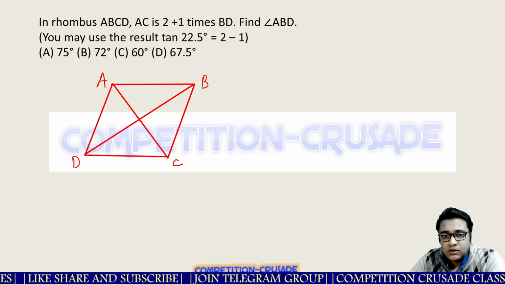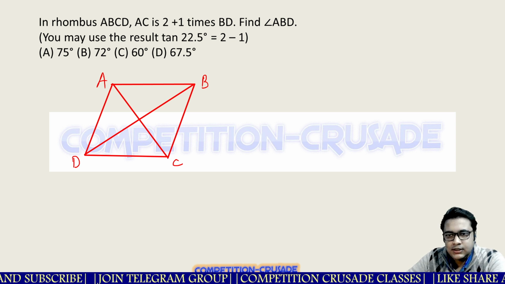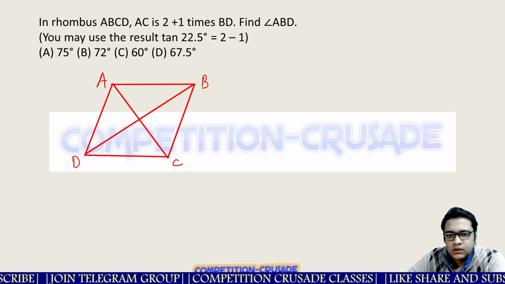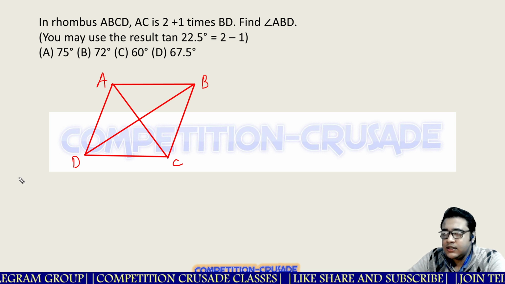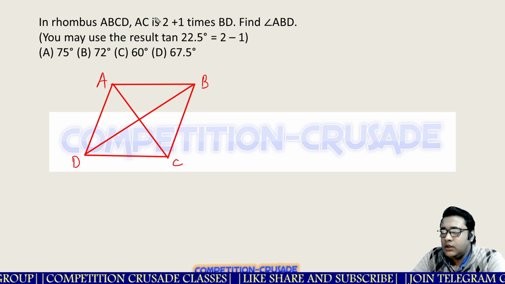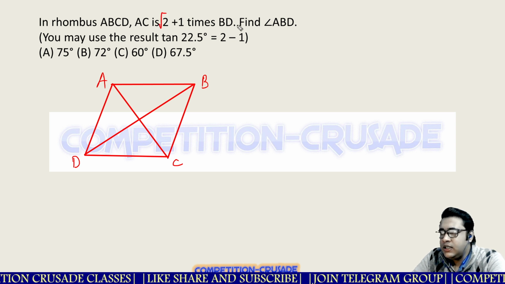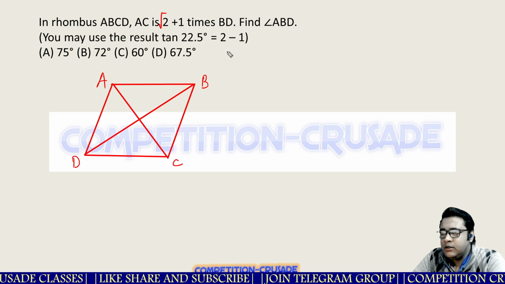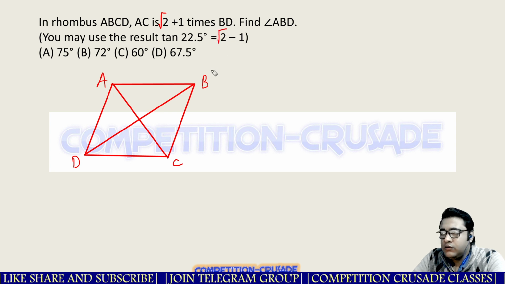This is a simple question, a very short and simple question, but the question is in fact difficult. So the first thing: in a rhombus ABCD, AC is... okay, so not 2 plus 1, this is root over 2 plus 1 times BD. Find angle ABD. You may use the result tan 22.5 degrees is equal to root over 2 minus 1.